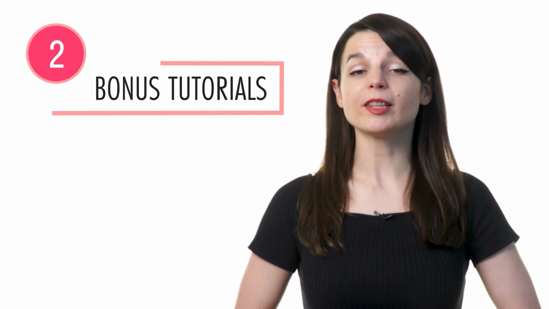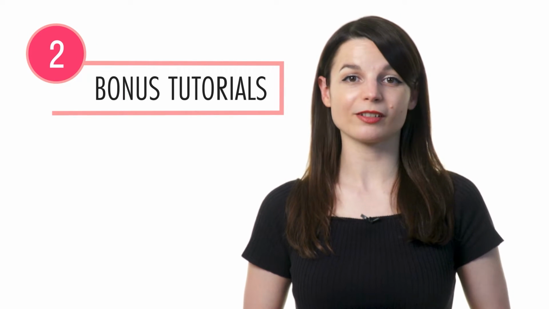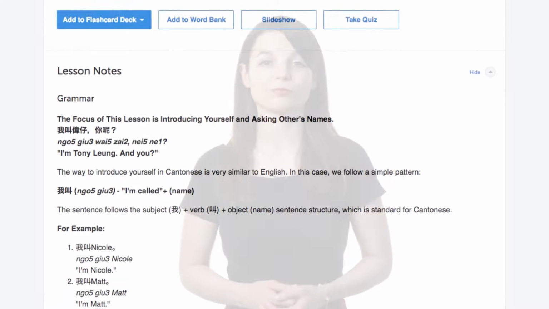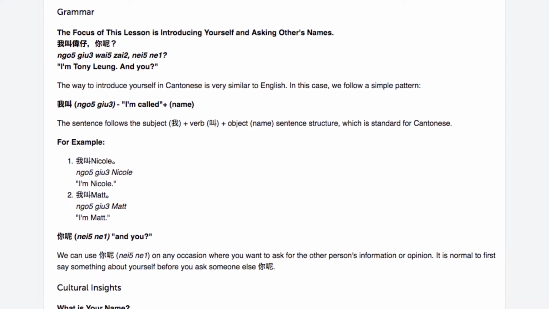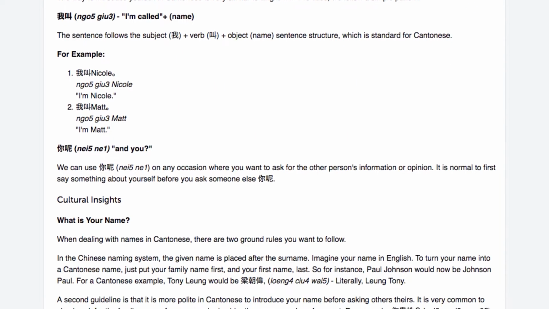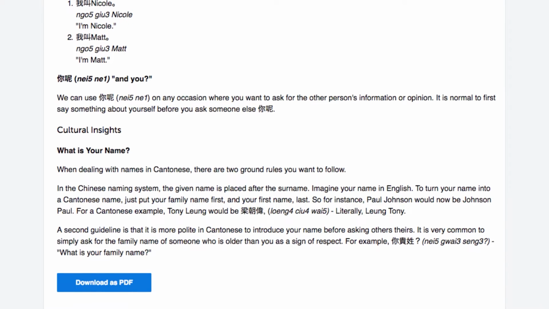Number 2. Read the bonus explanations and tutorials. With the lesson notes, you get extra grammar explanations and examples that are not presented in the lesson. After you're done with the lesson, read the lesson notes for extra review. You can even save them as PDFs so that you can access them anytime.